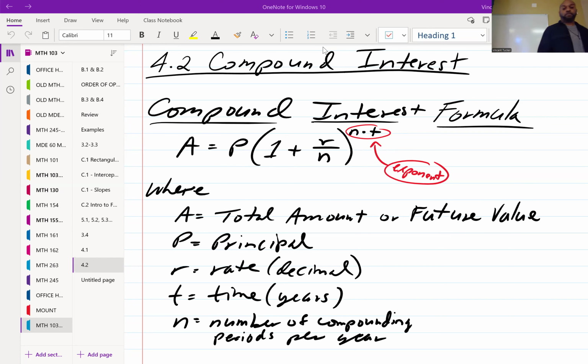So we have A equal to P times (1 plus R over N) raised to the N times T power. So that N times T is an exponent.